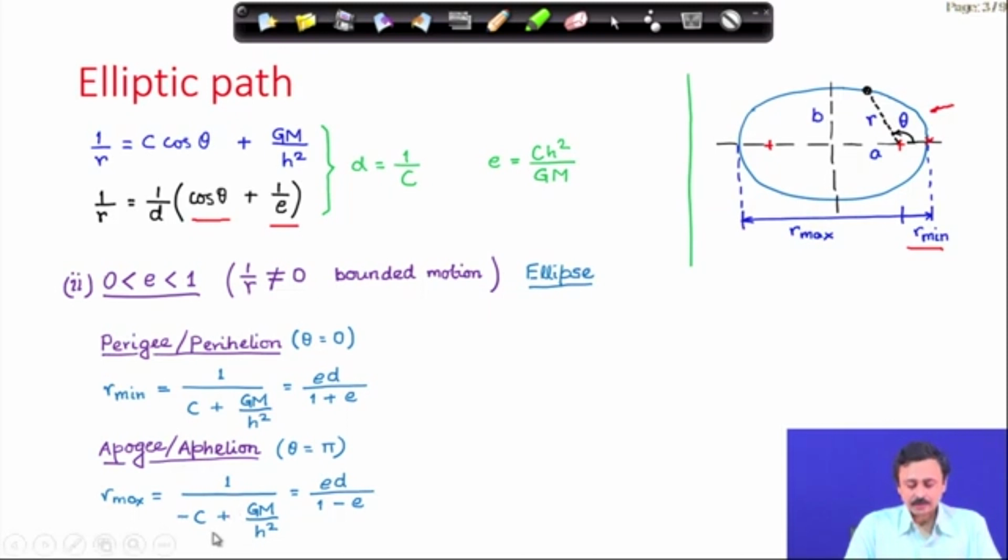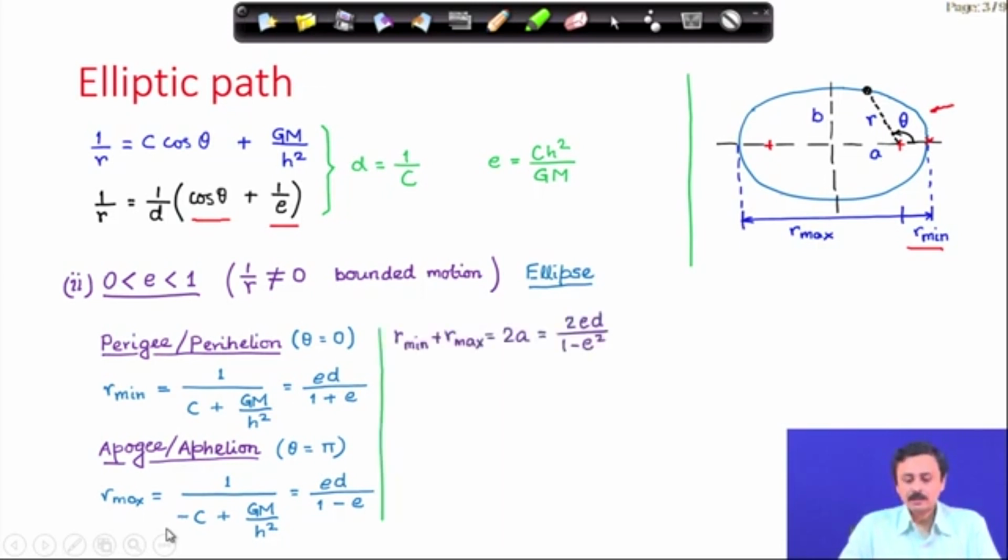Now, it turns out that if I put theta equal to pi, because theta is being measured from the perigee, at apogee theta equals pi, that you can check. At apogee theta equal to pi, cos pi is minus 1, therefore here I have R max equals 1 over minus C plus GM by h square. This is from the kinetic side. From the geometry side, the conic section side, it is E d by 1 minus E.